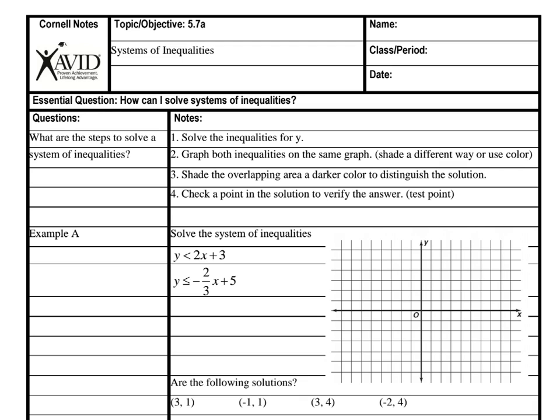Hello, this is Mrs. Reed, and this is Lesson 5.7a, Systems of Inequalities. Our essential question for today: how can I solve systems of inequalities?